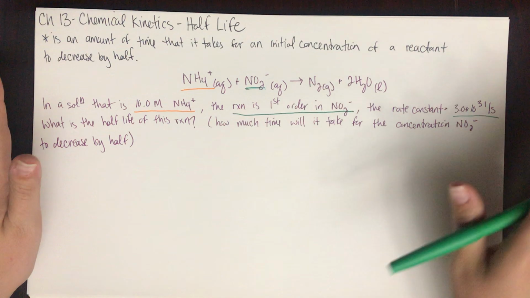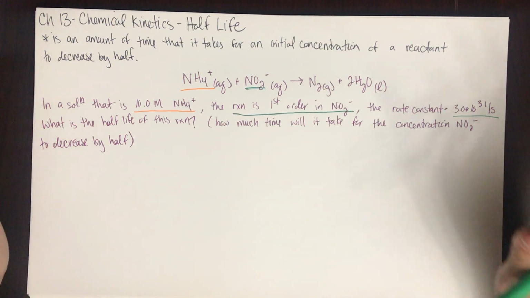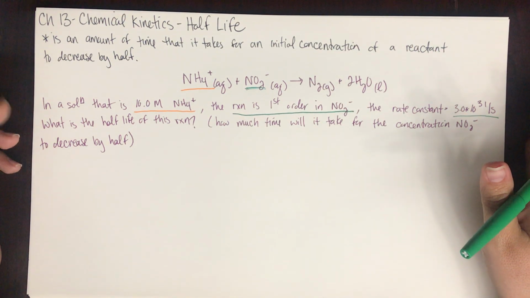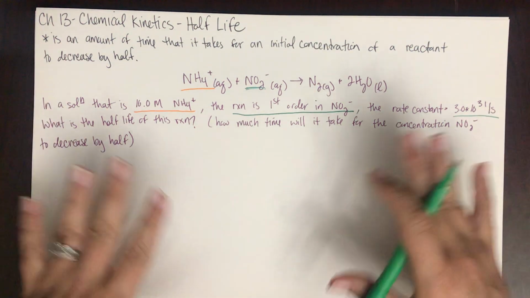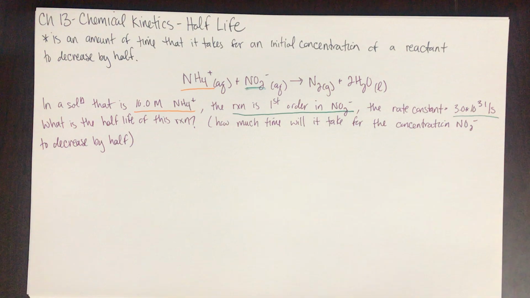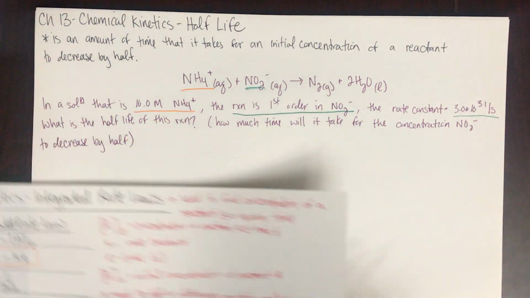So you could use 1 and 0.5. You could use 6 and 3. You could use 30 and 15. It doesn't matter what those concentrations are. It only matters that it decreases by half.